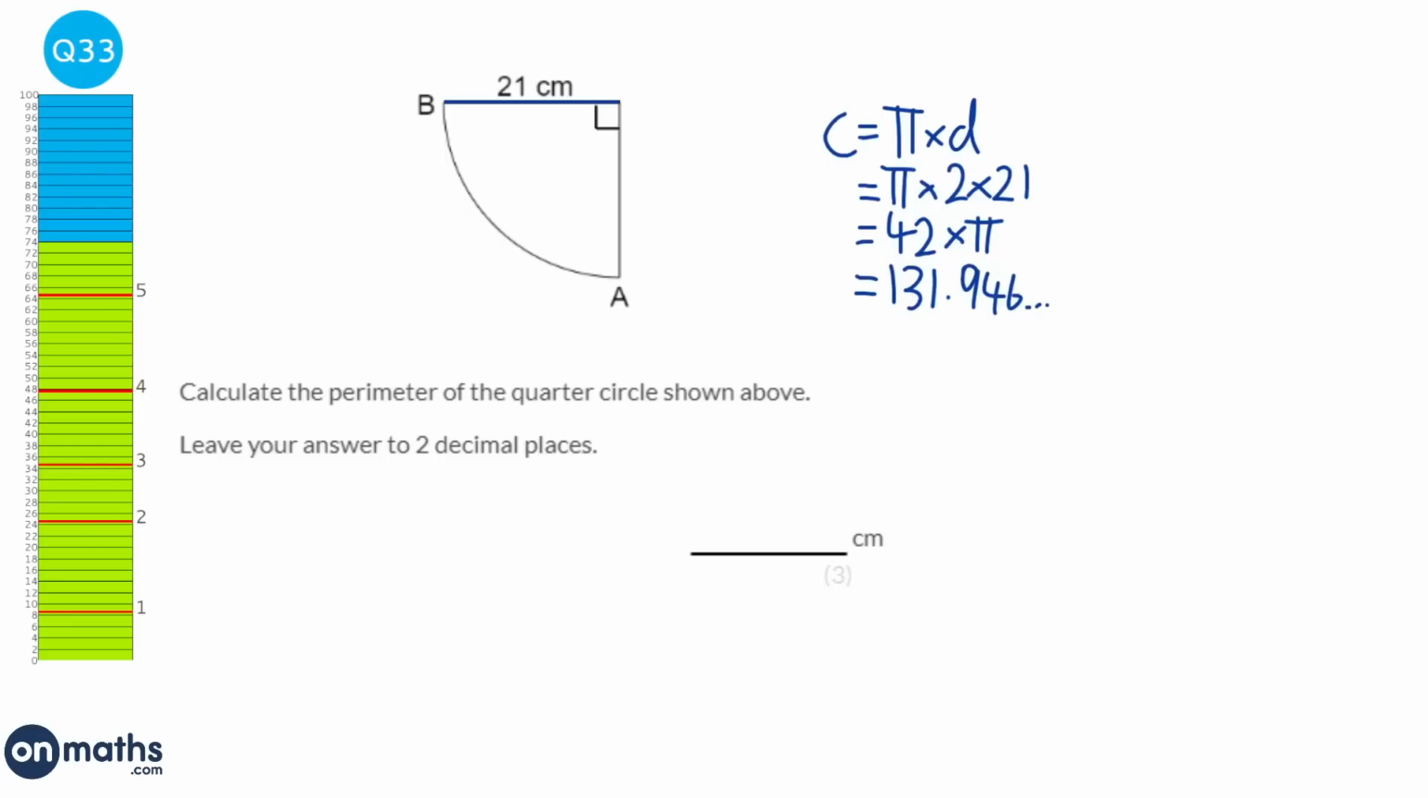So to find the arc length, which is this part here, it's like a part of a circumference, what we're going to do is get that circumference and divide it by 4. So we're going to get the 131.946... and divide it by 4. When we do that, we get 32.986... Now, that's not what the perimeter is.